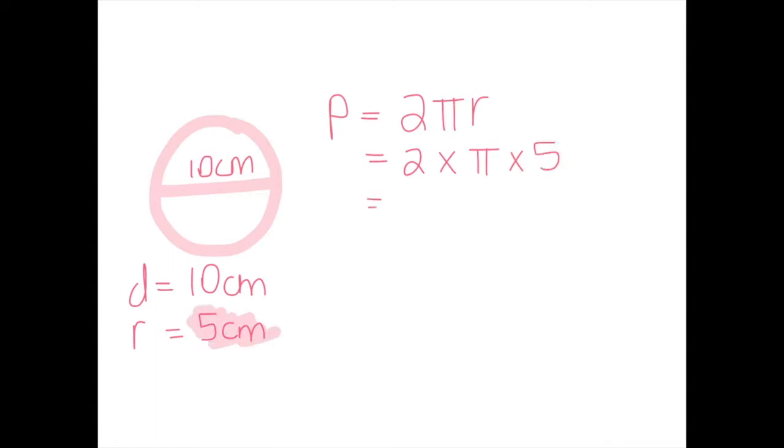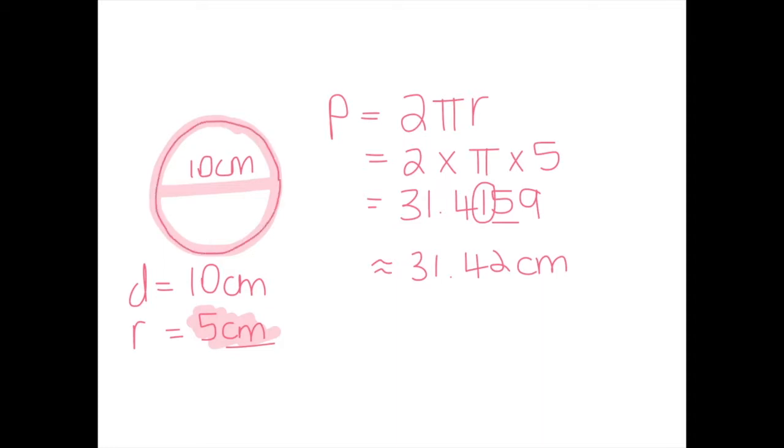I'm going to use my calculator to find 2 times pi times 5, which gives me 31.4159. You will usually only be asked to round to 2 decimal places, so I'm going to go 31.4, and because this one's 5, I'm going to round this number up to 2. And it's important that I don't forget I am working in centimeters, so 31.42 centimeters. That tells me what that entire circumference of that circle is.